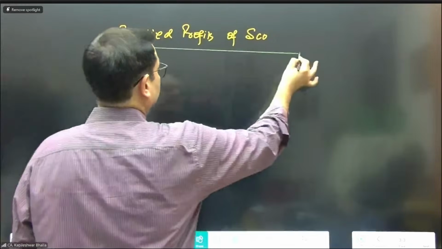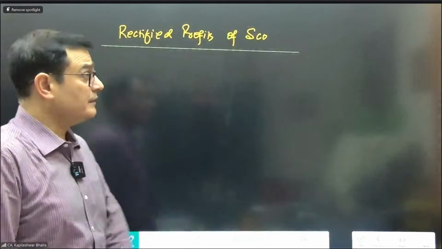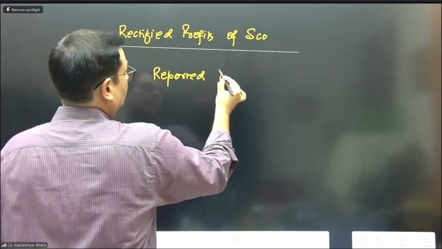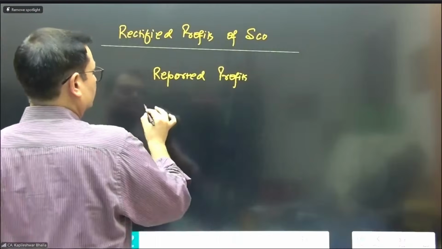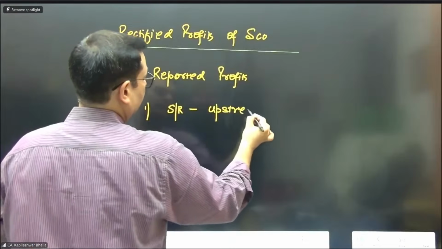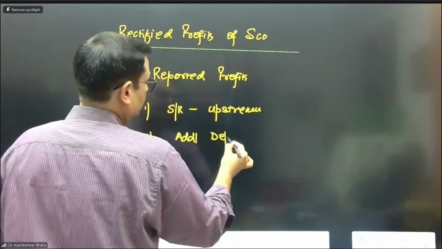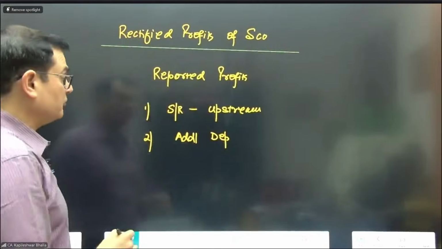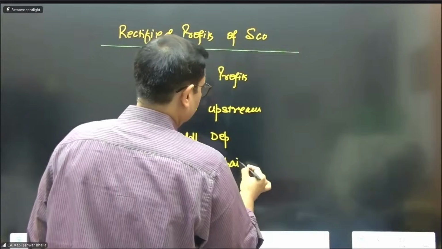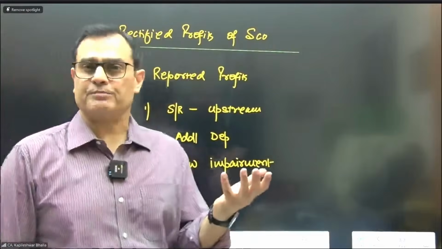So for the purpose of calculating the NCI share in the profits of the subsidiary, we need the rectified profits. So let's take the reported profit as a base. And we know that we need to make a total of 3 adjustments. Number 1, we need to take care of stock reserve if it is upstream in nature. Number 2, we need to consider the additional depreciation due to the fair value adjustments. And number 3, we need to consider the goodwill impairment if the NCI is supposed to be at fair value. So I think these are the 3 adjustments. Once you get the focus points, it's simple.